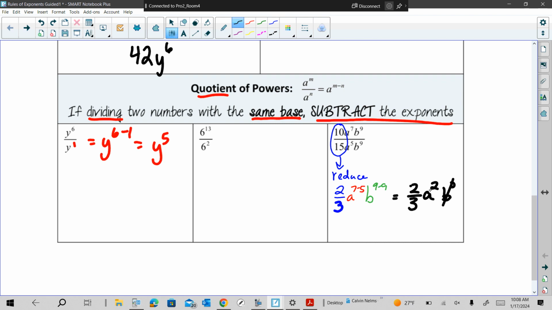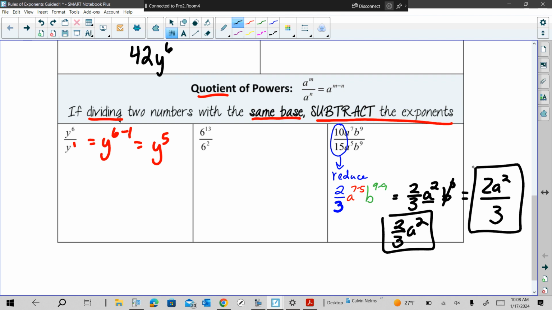You can write this also, because this is like saying over 1. This can also be written as 2a squared over 3. These are the same answer. If I do 2/3 a squared, this is the same answer as putting that on the top of the fraction.